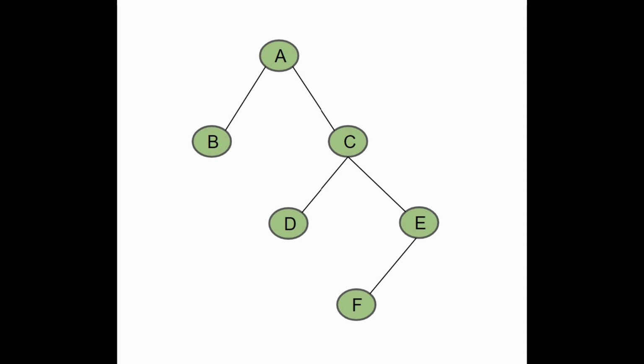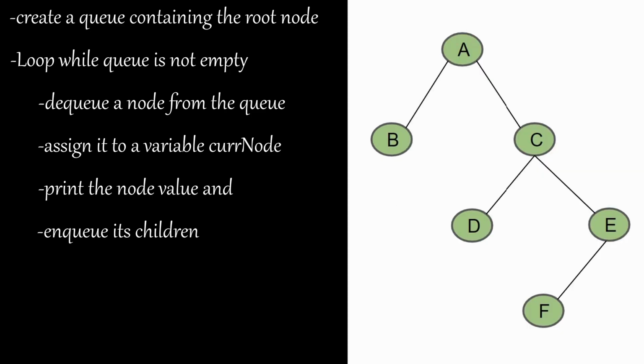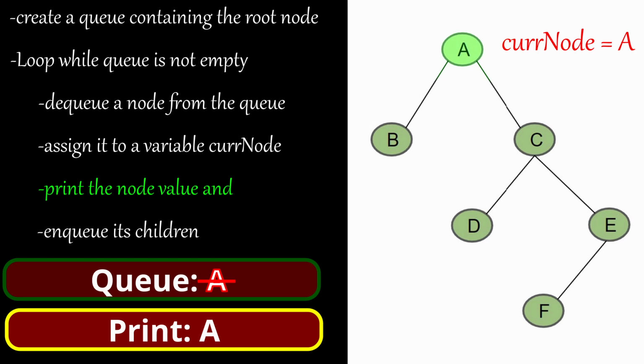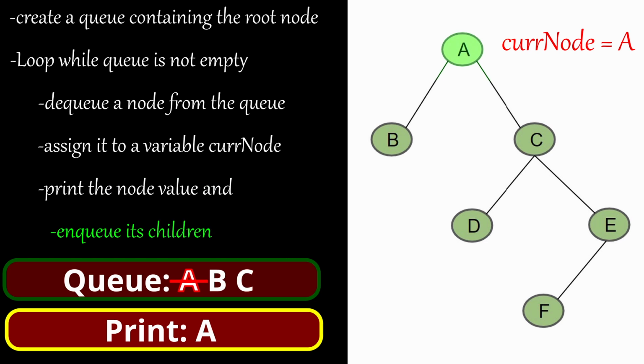Using this binary tree, for example, let's see how this algorithm will print its node's value. So we first start by creating the queue containing the root node, which is A. Then, while queue is not empty, we dequeue a node, which is node A, and assign it to a variable current node. Then we print the value and enqueue its children, which are nodes B and C. The queue at this point is not empty, so the loop continues.